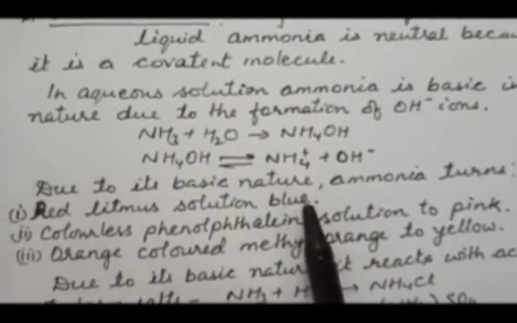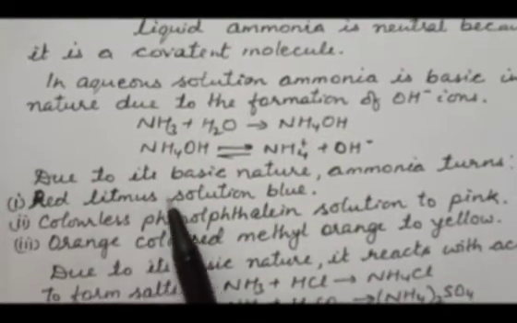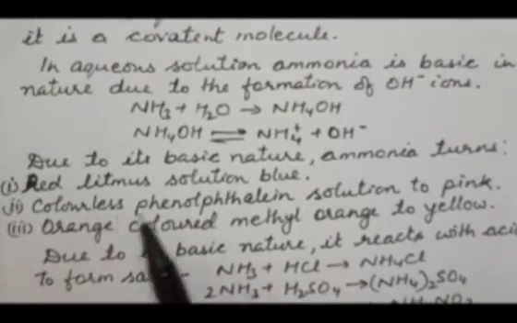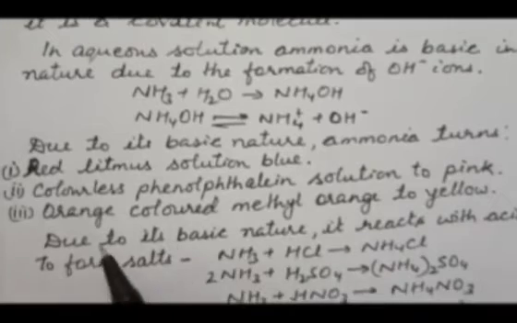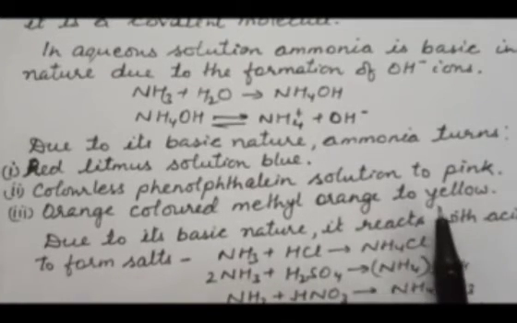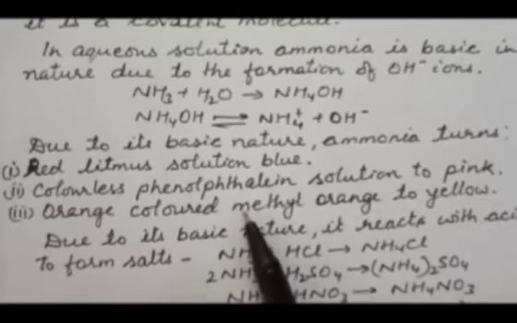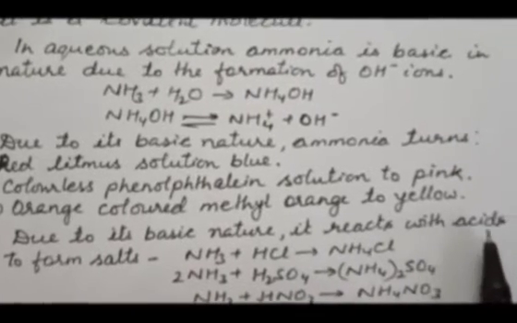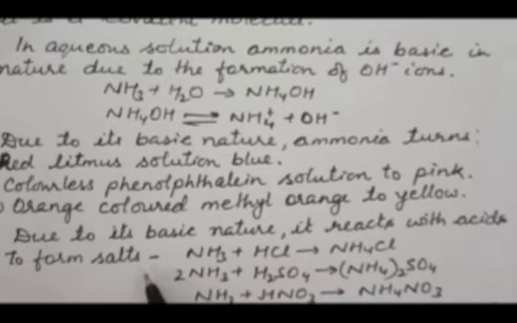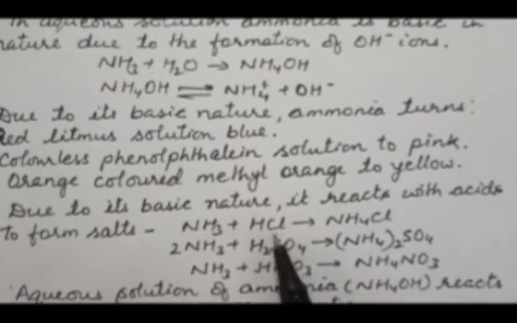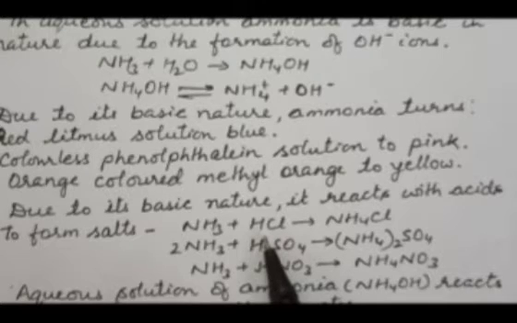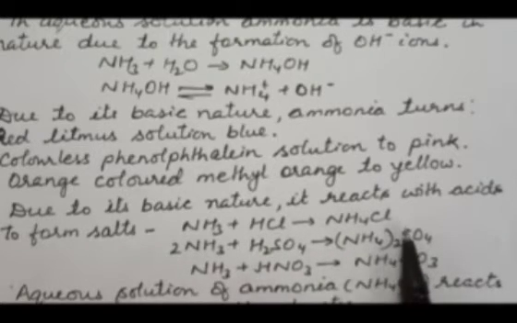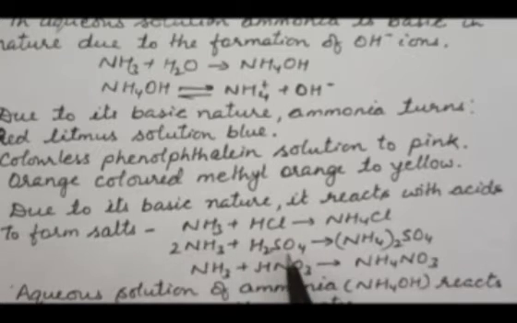Due to its basic nature, ammonia turns red litmus solution blue, colorless phenolphthalein solution to pink, and orange colored methyl orange to yellow. And in your syllabus, ammonia is the only basic gas. Now due to its basic nature, it reacts with acids and forms salts. Just look here, when ammonia gas reacts with dilute hydrochloric acid, it gives ammonium chloride.